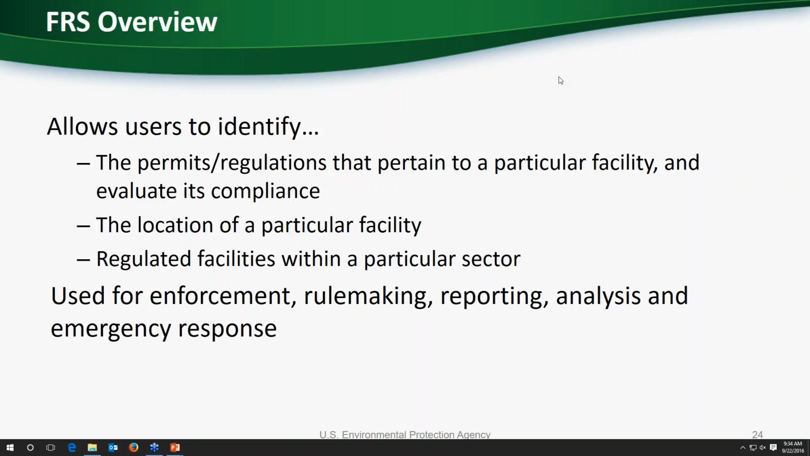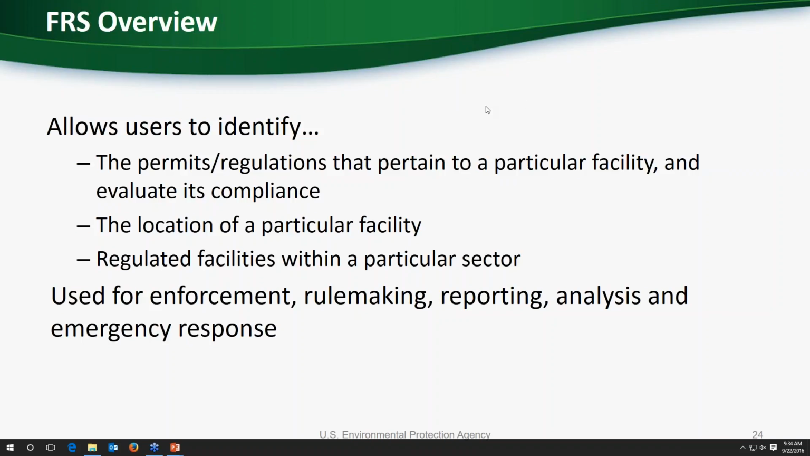The FRS data that we integrate is also used for enforcement purposes. We're integrated with ISIS and ECHO. We're also supporting the rulemaking, reporting, analysis, and emergency response processes. So those are just some of the different uses for FRS data.